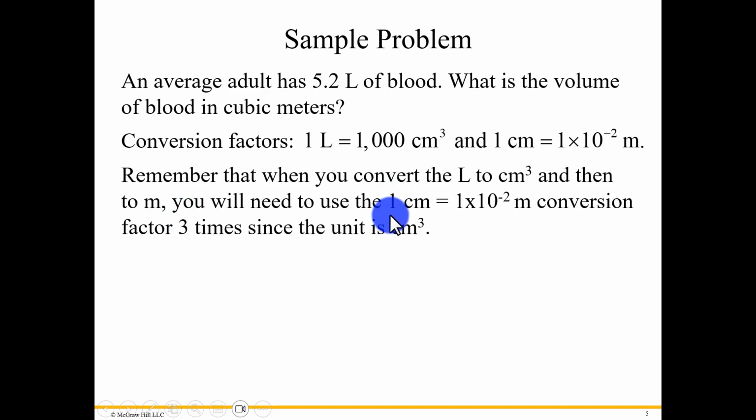You will need to use this conversion factor 3 times because the unit is centimeters cubed, and this is only for one of those centimeters. Centimeters cubed is centimeter times centimeter times centimeter. So you have to use that 3 times. Give it a try. It's okay if you don't get it the first time, but just patiently work through it and you will get there.